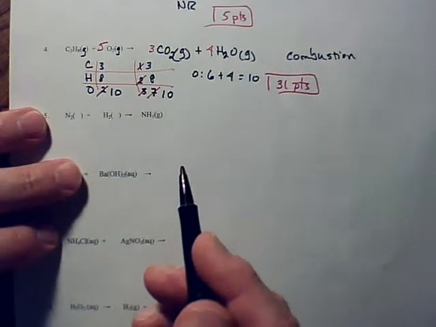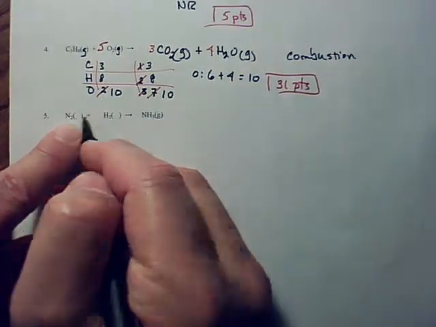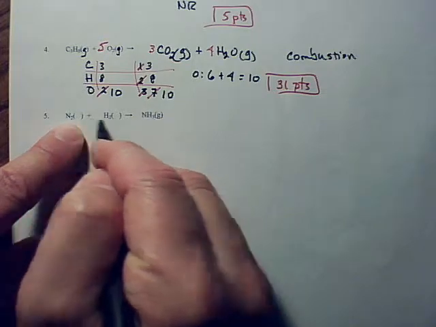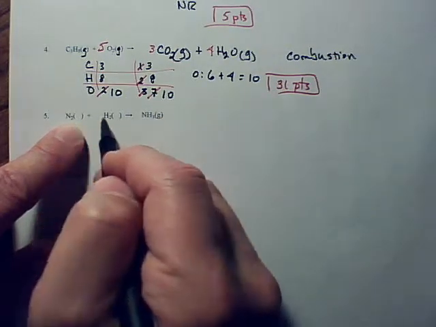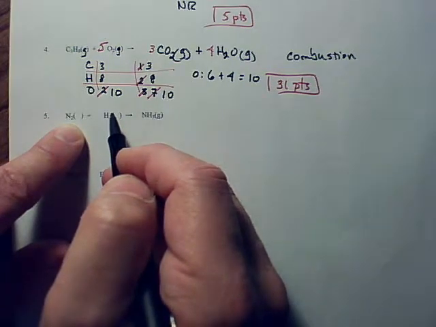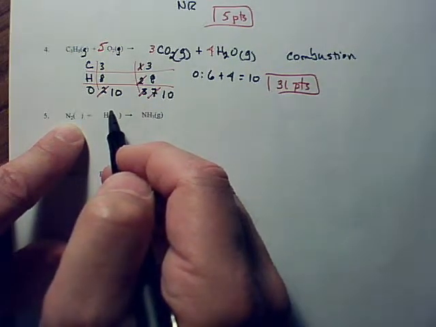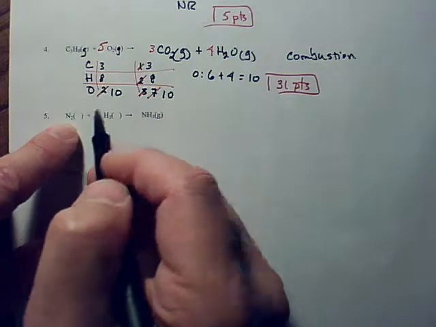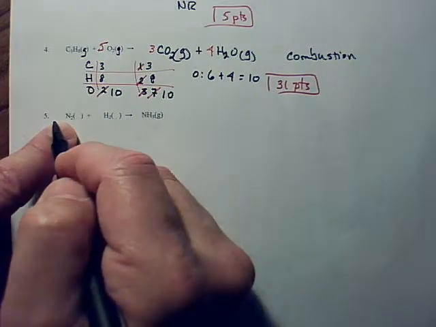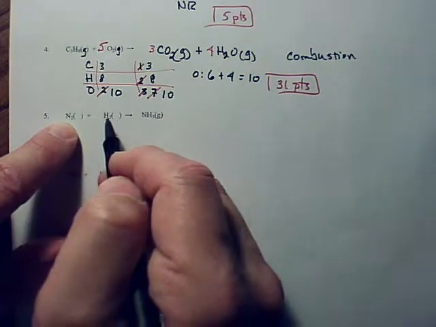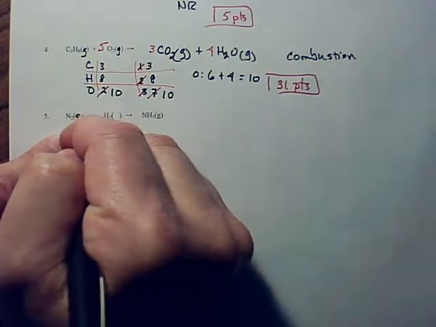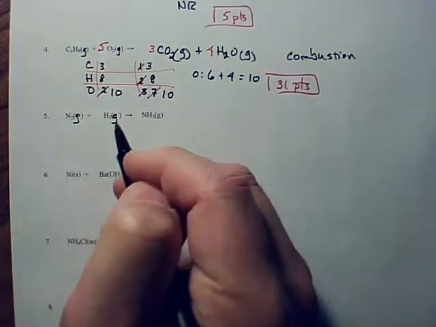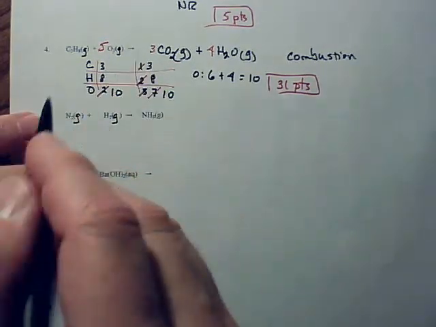Next problem. We have N2 and H2, and I don't have a physical state there. Well, you're supposed to know that if you have an elemental gas other than a noble gas, they're going to be diatomic. And so here's our diatomic gases. Nitrogen is naturally diatomic. Hydrogen is naturally diatomic, and they're both gases. So these are both G. There's your physical state.